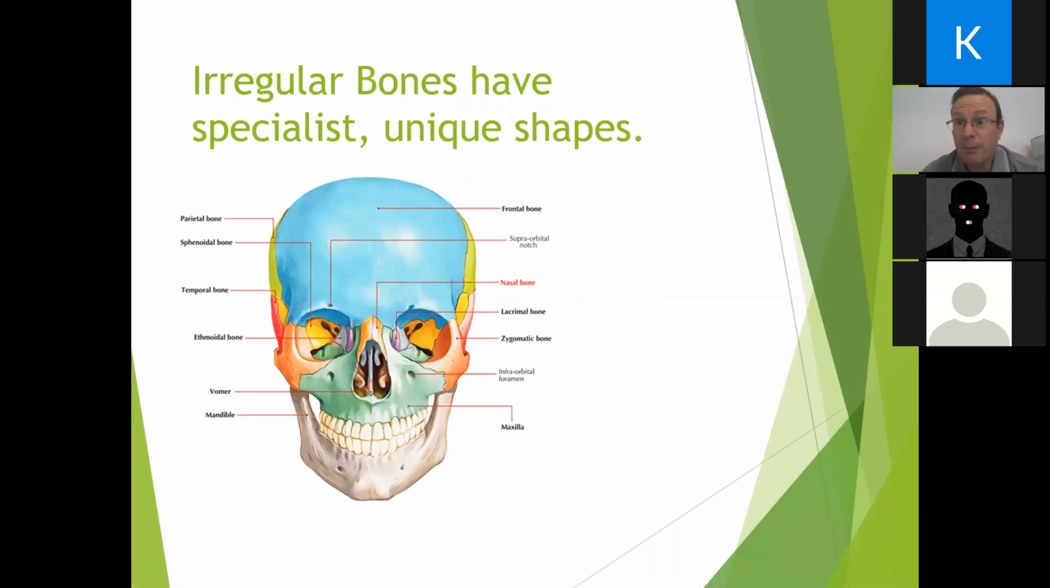So here we've got irregular bones. Irregular bones have specialist, unique shapes. If you look at this rather horrible picture of a skull, do you remember when we did the respiratory system, and I talked a little bit about the shelves in our nose? I'm just going to outline it in red there.